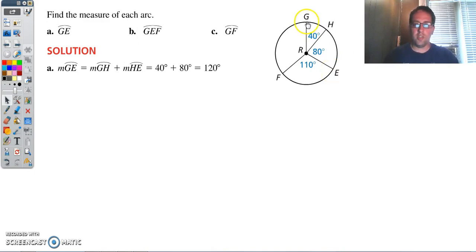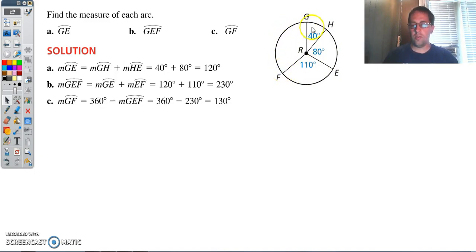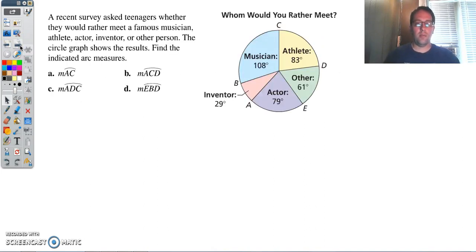Next we have GEF. Well, we know that GE is 120 degrees, and we know that EF is 110, so we can just take those two and add them up. 120 plus 110, which gives us a measure of 230 degrees. And the last one we have is GF, this minor arc here, except we know that this is 230, which means this is the rest of it. So we can just do 360 minus this 230 to give us 130. So not too bad, pretty easy stuff.